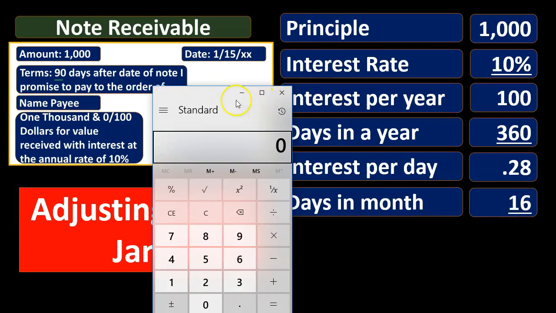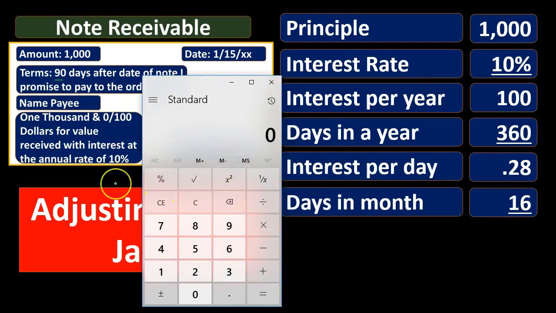So if we did this in a calculator, remember what we're saying is there's 31 days in January minus 15. That means there's 16 days left, and you have to be careful in terms of, are we going to count the day of the note or not? So if you're off by a little bit, that might be the difference if we're counting the 15th, the day the note was created, or not.